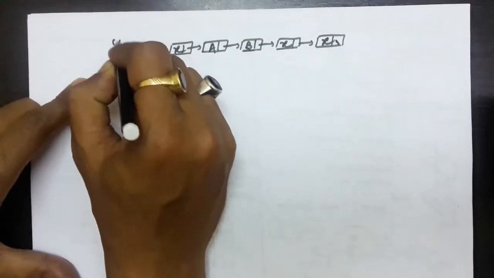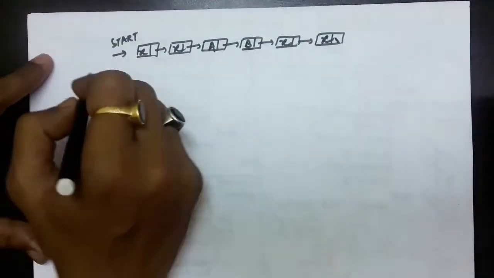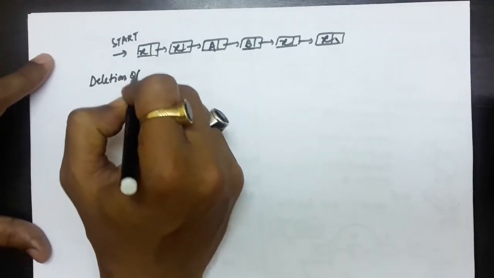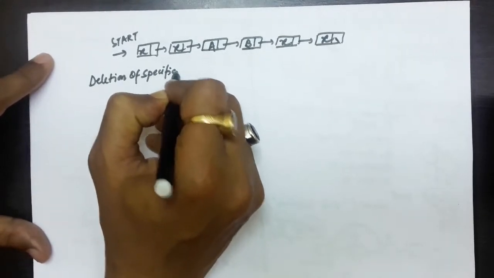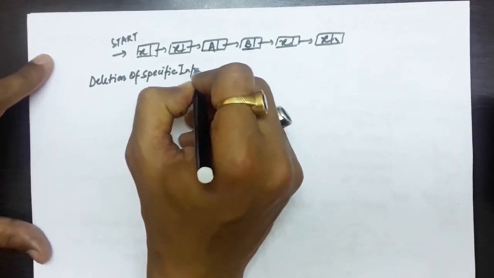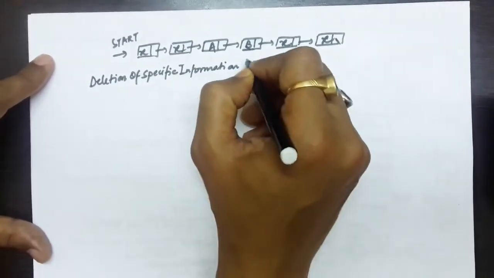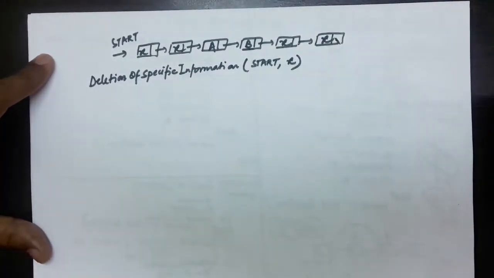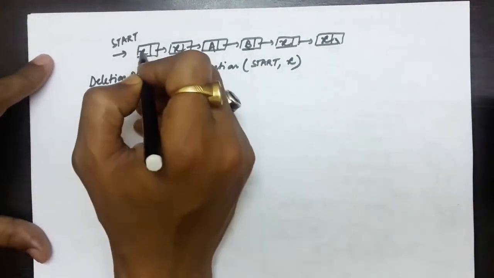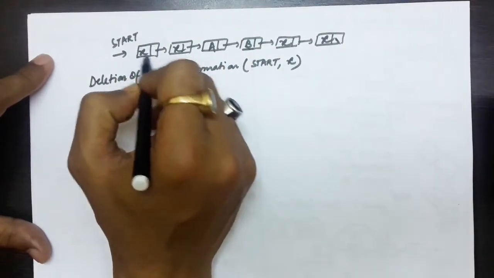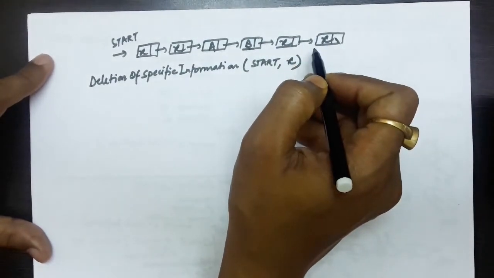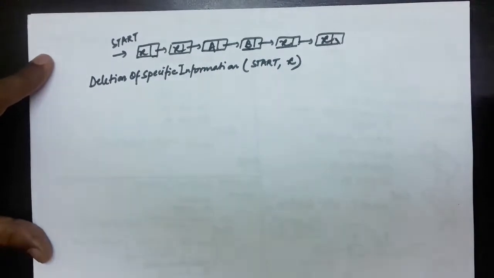What is given to us is the address of start only. So we have to write a special function which is deletion of a specific node, or deletion of specific information, let's say. So the address of the first node is start, and the information is given as x. Now you can see that there are some nodes which can contain information x. It may be the first node, or a node in between, or a node at the end.